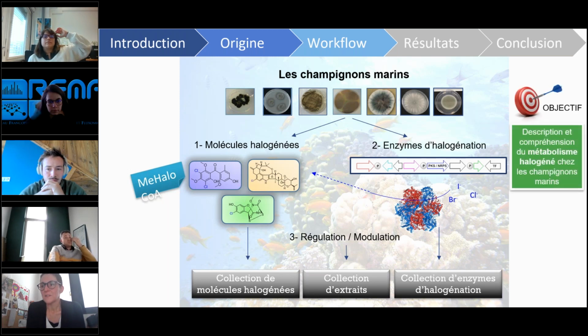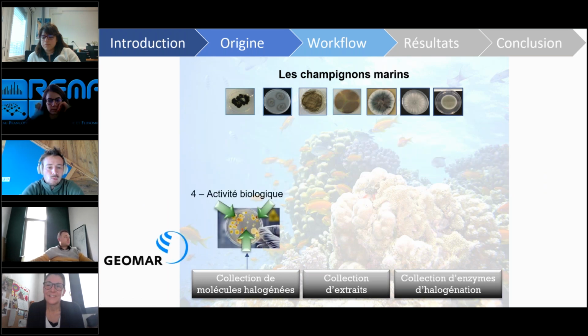So this first aspect of the project is really fundamental. The objective is to describe and understand the halogenated metabolism in marine fungi. From this, of course, if we build a collection of halogenated molecules, we are going to screen them for their biological activity, especially as I said before, since they can be quite interesting for therapeutics.